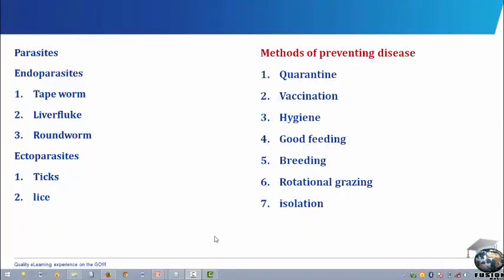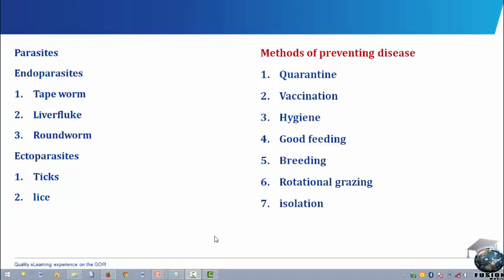A parasite is an organism living in or on another organism called the host. The host is usually bigger and stronger than the parasite. The parasite derives benefits from the host, while the host is harmed or injured during the association. We have the endoparasite and the ectoparasite.